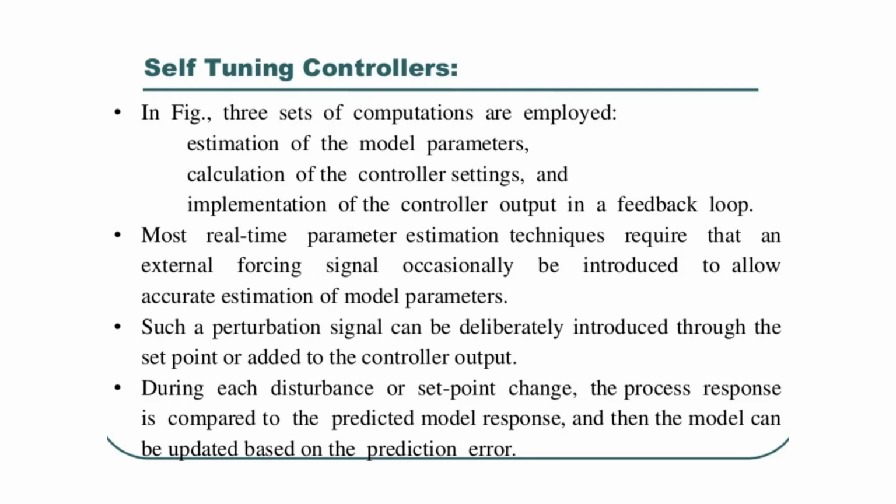Most real-time parameter estimation techniques require an external forcing signal to be occasionally introduced to allow accurate estimation of model parameters. Such a perturbation signal can be deliberately introduced to the set point or added to the controller output. During each disturbance or set point change, the process response is compared to the predicted model, and the model can be updated based on the prediction error. So this is called a self-tuning controller.